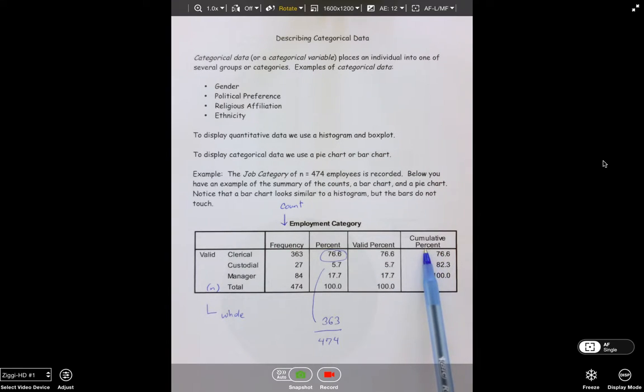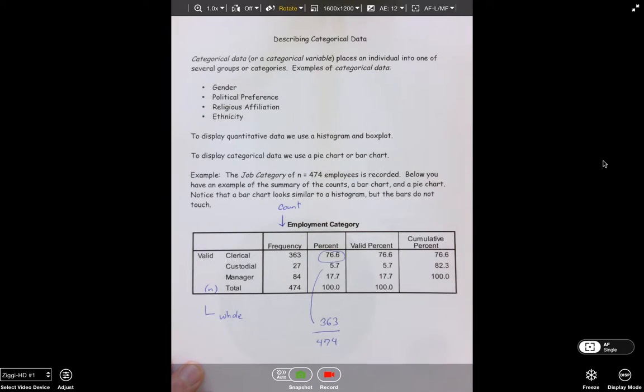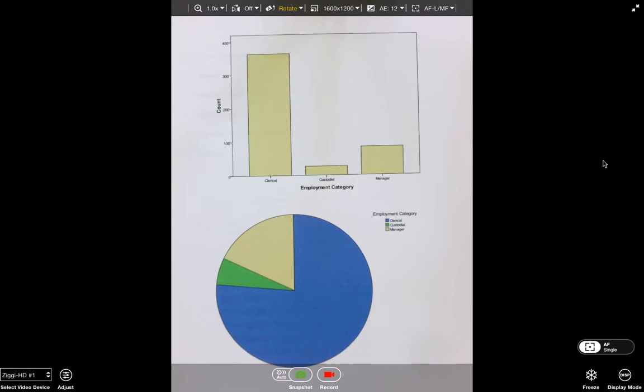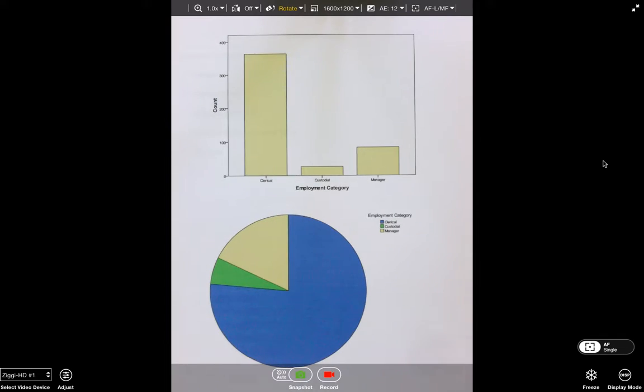Now the cumulative percentage starts out with the 76.6, and then it will add the 5.7. So we know that 82.3% are either custodial or clerical. And what they've done here is they put this in alphabetical order. And 100% are either manager, custodial, or clerical. So the cumulative percent isn't super interesting in this situation, but you see it happen a lot. Now, I talked about a bar chart and a pie chart. This is a bar chart.